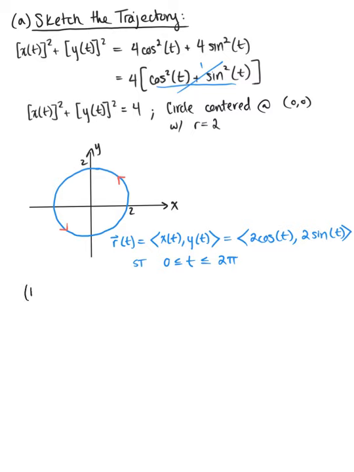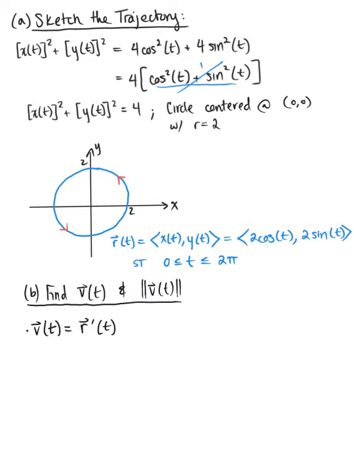All right, we are ready now to find the speed and the velocity vector for the object in motion. Before we can find the speed, we need to find the velocity vector. Recall that the velocity vector is the rate of change of the position vector. Using our position vector, we differentiate, which leaves us with minus 2 sine of t and positive 2 cosine of t.